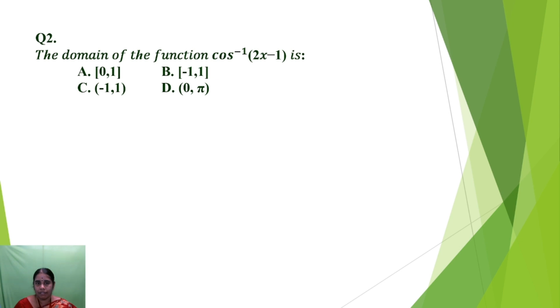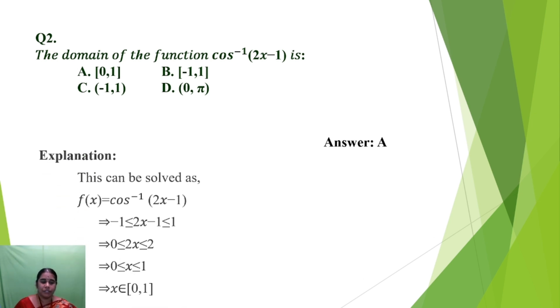What's the domain for the function cos inverse? We have to calculate which range it lies between. That means the domain is nothing but 0 to 1. Here is your explanation. This can be solved as f of x equal to cos inverse of this expression.